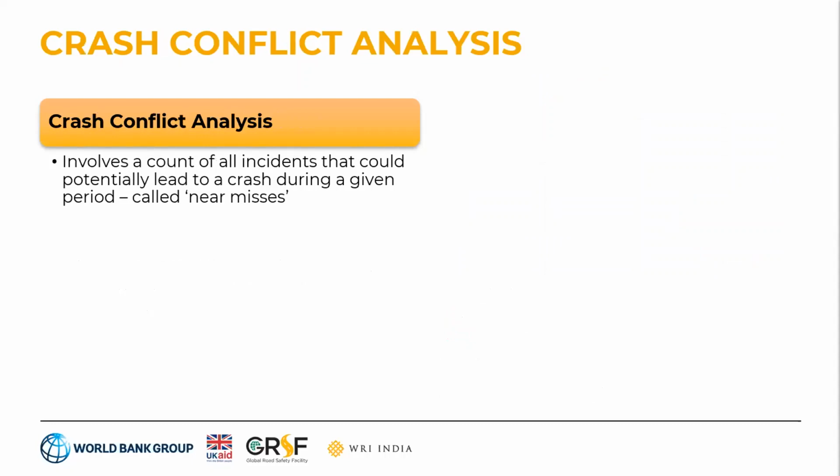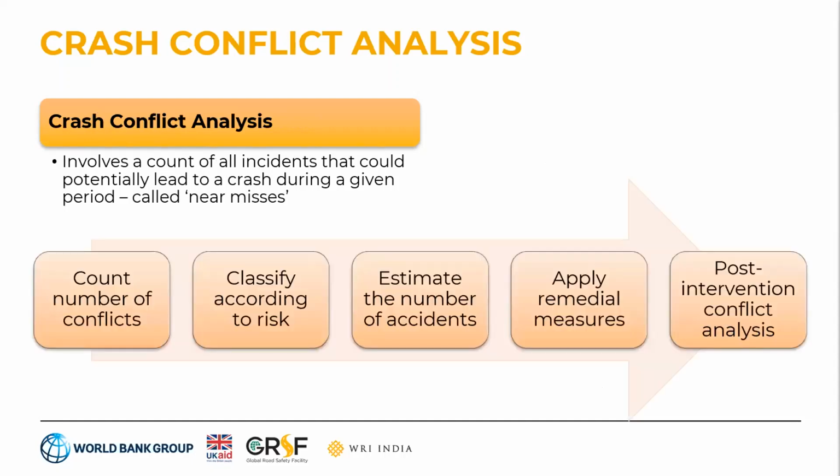Now, how do we go about it? Once you identify a black spot, how do you go about understanding what interventions one can do? That leads us to one particular tool called the crash conflict analysis. A crash conflict analysis is basically a manual count of all incidents that could potentially lead to a crash during a given period of time.